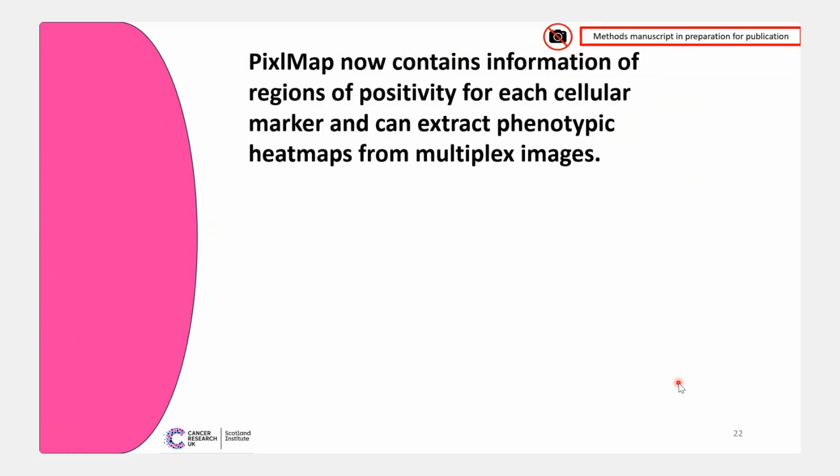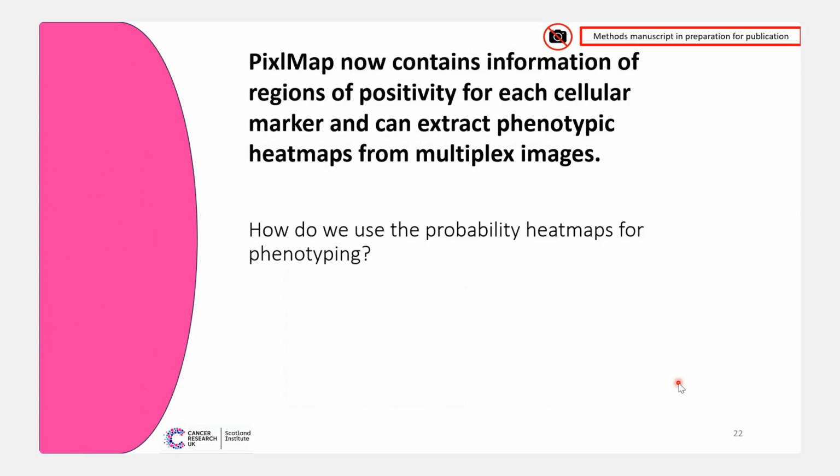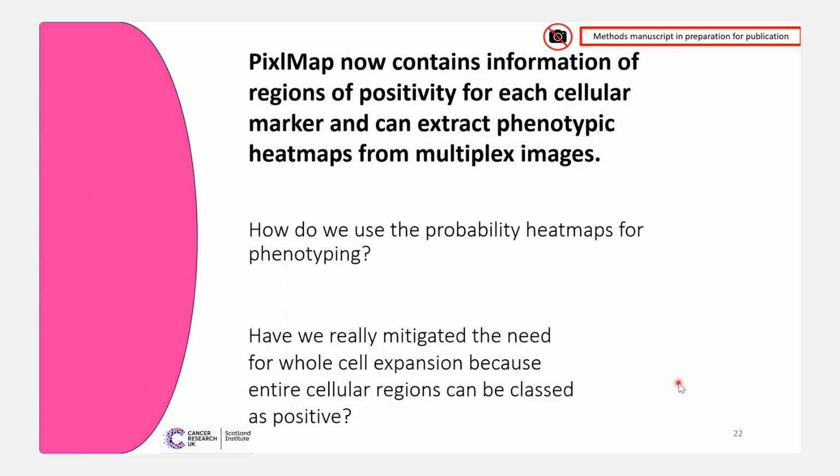So now PixelMap contains information of regions of positivity for each cellular compartment and for each cellular marker. And it can extract phenotypic heat maps or probability heat maps from multiplex images. We wanted to first know how we could actually use the probability heat maps for the phenotyping, and have we really mitigated the need for whole cell expansion? This was the main focus point here. Have we really mitigated the need for whole cell expansion because the entire regions will be classed as positive for cells?